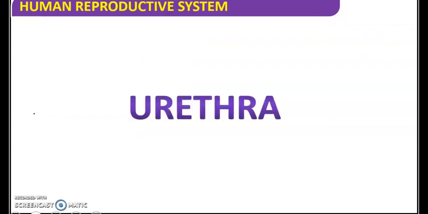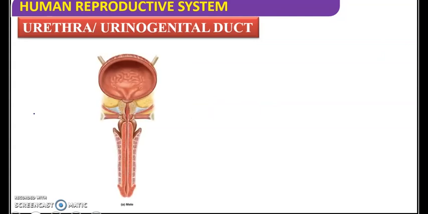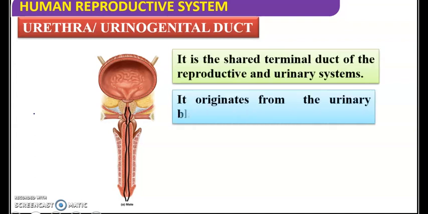Okay, so now we are going to go to the next topic, that is the urethra. The urethra is also called the urogenital tract, which is highlighted in the diagram. It is a shared terminal duct of both the reproductive and urinary systems. So, two mechanisms happen together in the urethra. That's why it's called a urogenital tract.